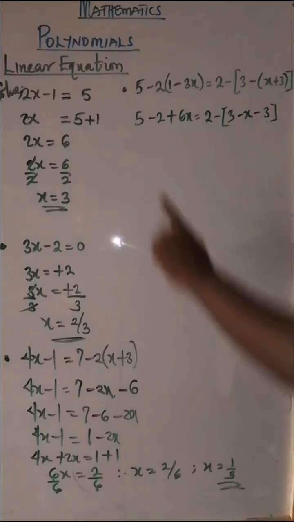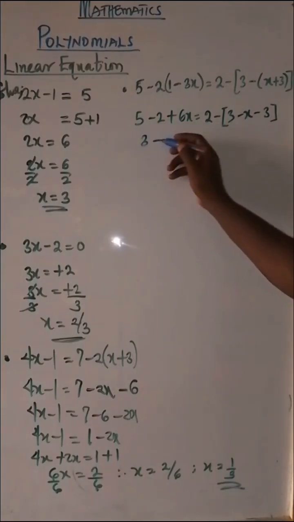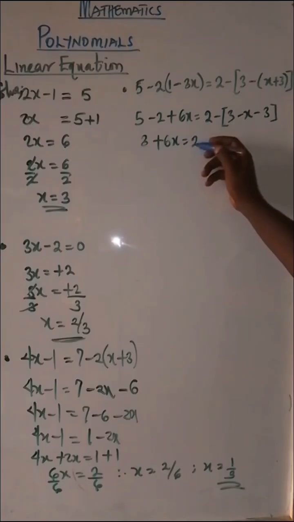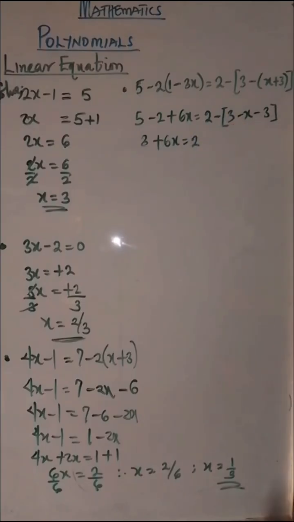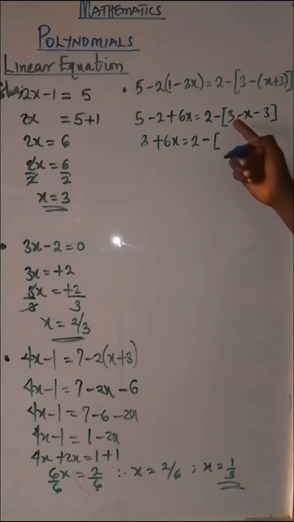Then let's move on. Now here we cannot do 5 minus 2. There is no bracket here. 5 minus 2 is 3. Then I have plus 6x. We still write 2. This minus is for everything here. Or I can still write minus. Now if you notice, here I have 3 minus 3. 3 minus 3 is 0.